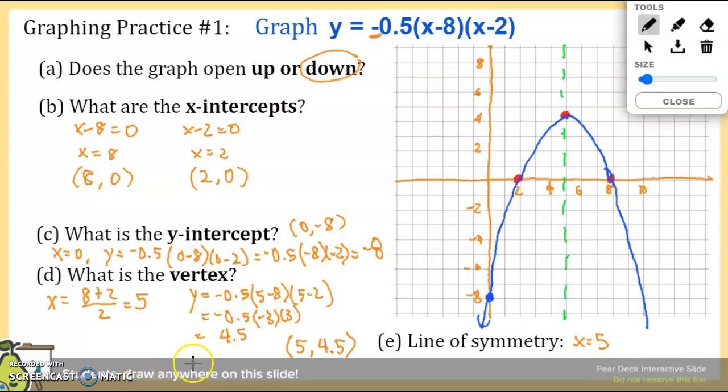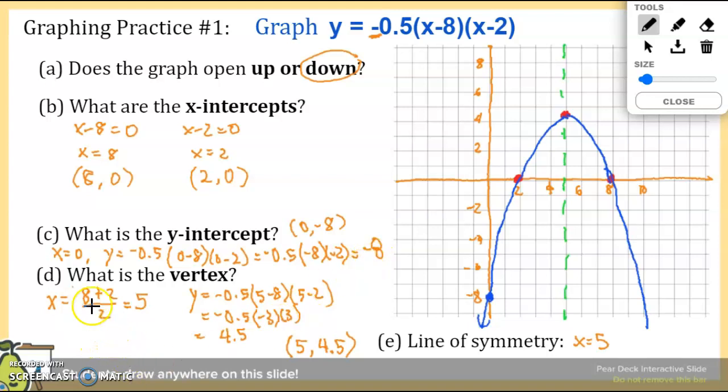Okay, for this question, I actually did the work. Okay, so it's going to be opening down because the multiplier is a negative number. And then for the x-intercept, I separate the two factors and set each one of them to be 0 and then solve. So I got 8, 0, 2, 0. What is the y-intercept? We know that x is going to be equal to 0. So you substitute that into the factored form and get negative 8.